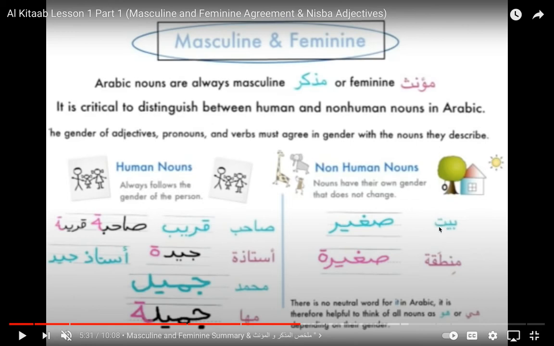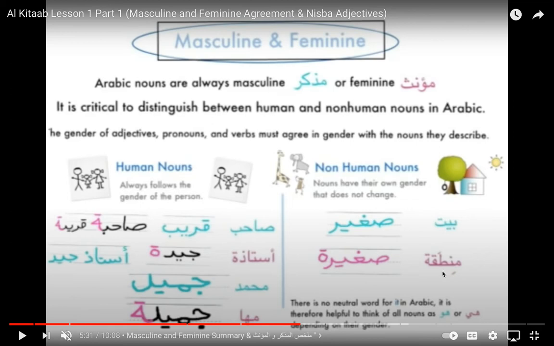So if I wanted to talk about this bait and I don't want to repeat again the noun bait, I would use a pronoun. So I will use هو. هو لي. هذا البيت لي. Or you can say البيت هو صغير. هذا البيت صغير. هو صغير. So meaning huwa here refers to bait, to the thing.